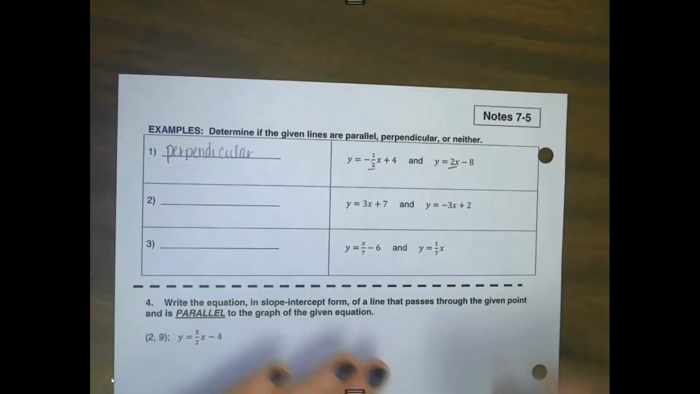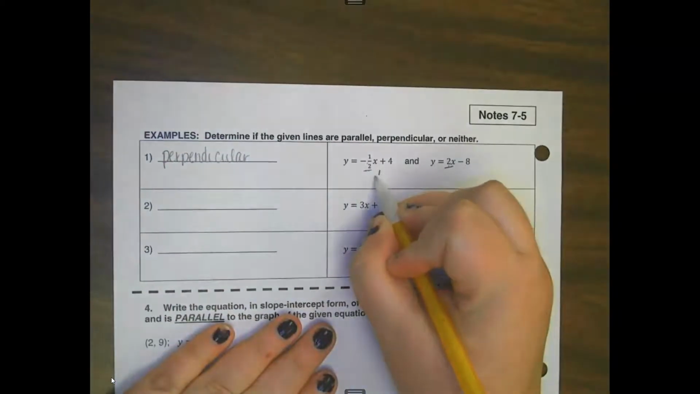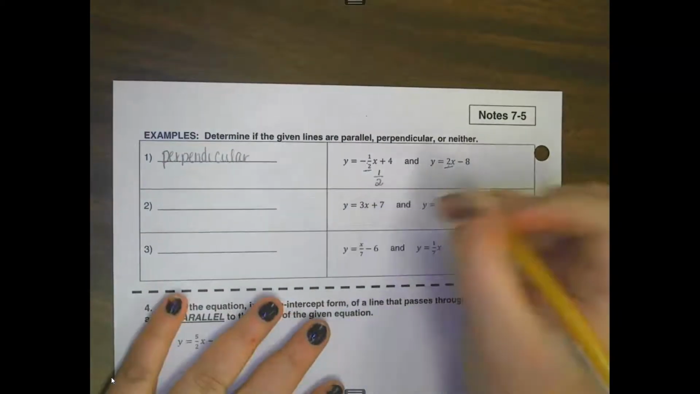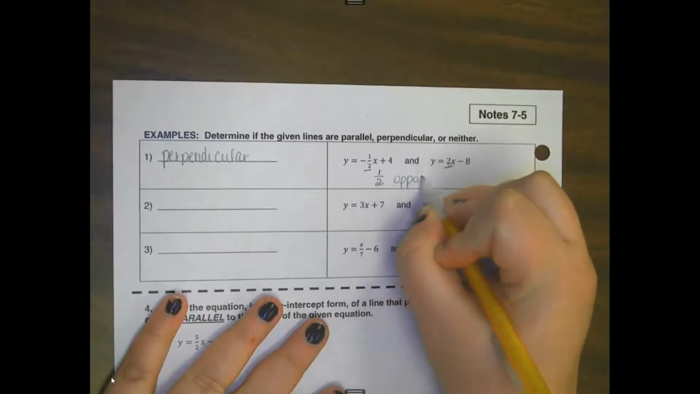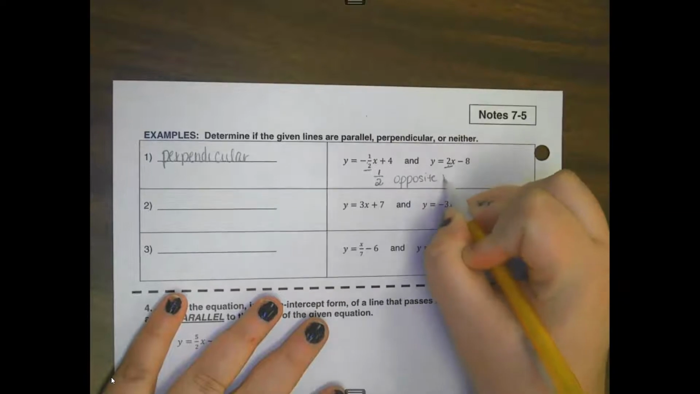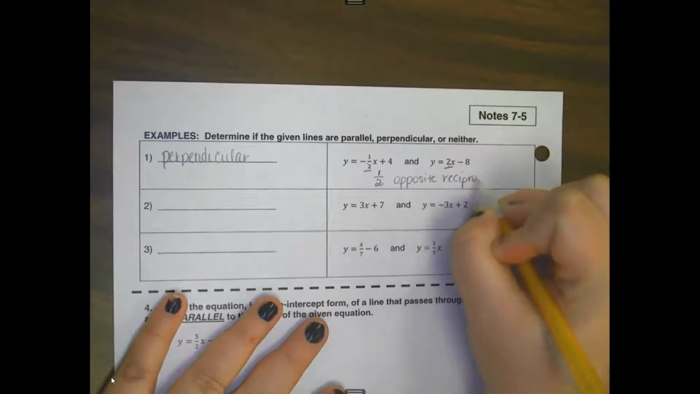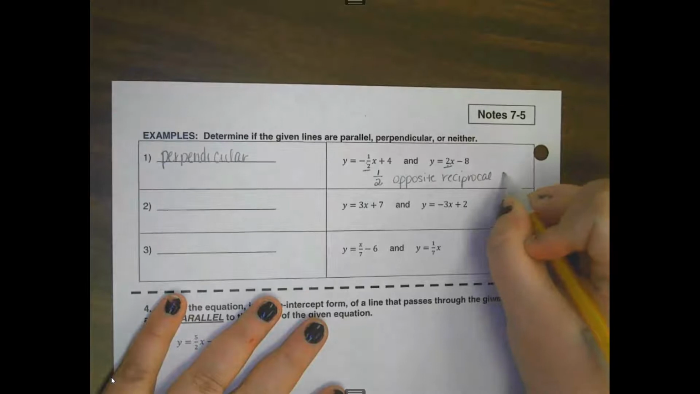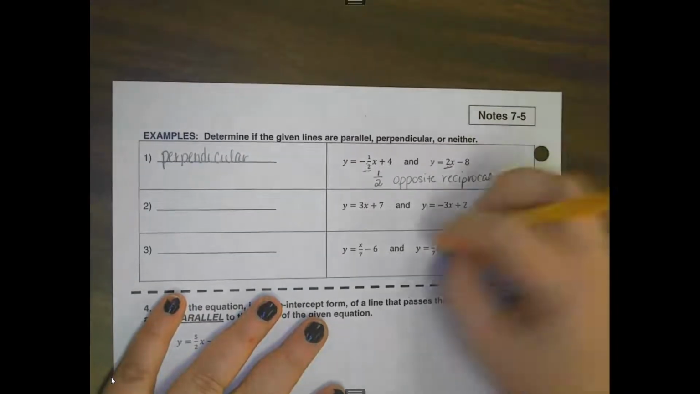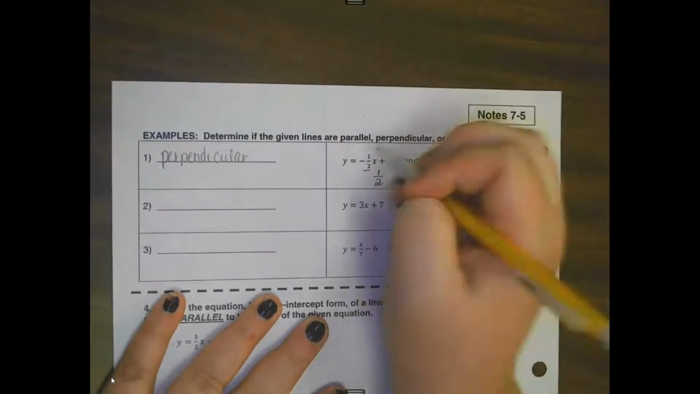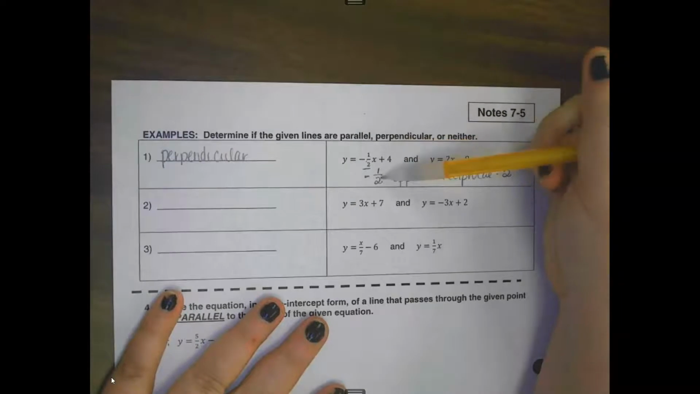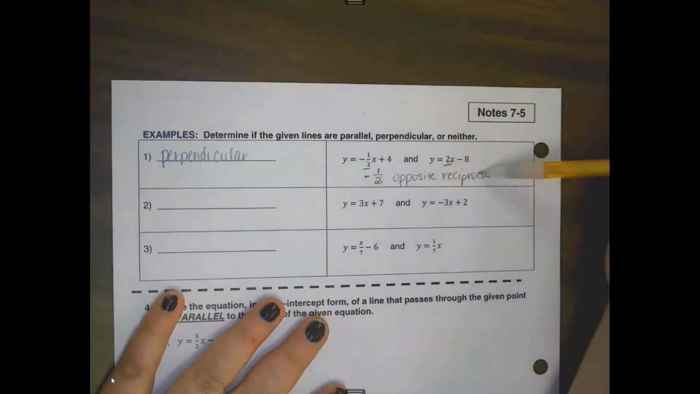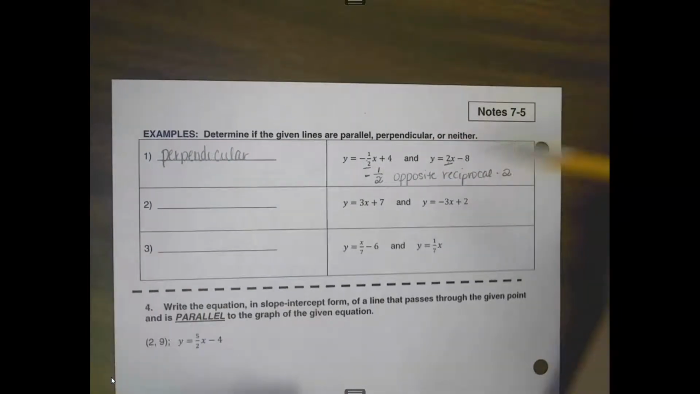And I'm going to make a little note here. 1/2, opposite reciprocal would be 2. Because that was a negative 1/2. So sorry, let's say that again. Negative 1/2. Opposite reciprocal is 2. I flipped it and it's opposite sign.